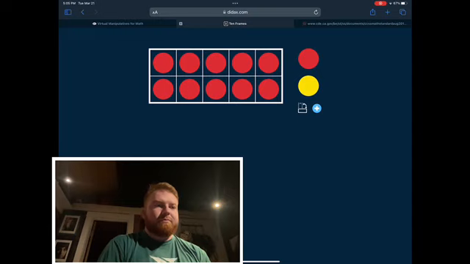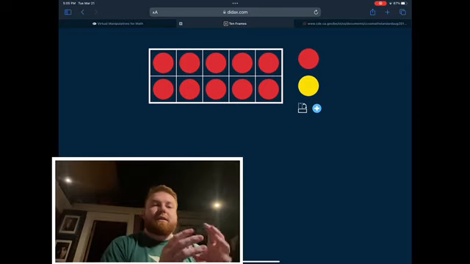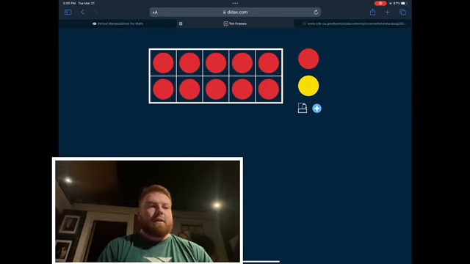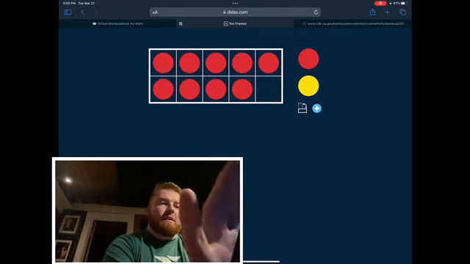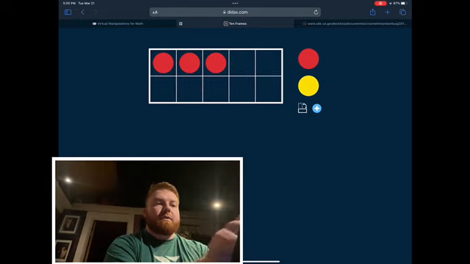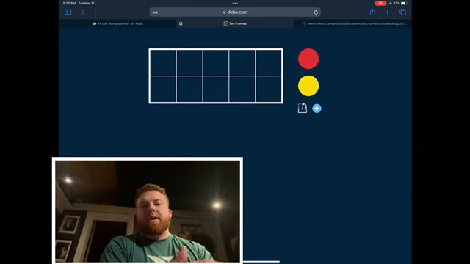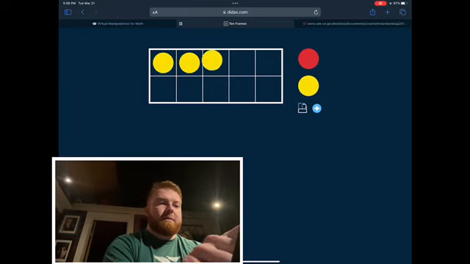So from now on, when we look at this as a class, I want you all to think about the fact that we are looking at 10 spaces, okay? So they are filled with 10 red dots, but the red dots are not the important part. They could be filled with anything. They could be filled with 10 giraffes. They could be filled with 10 candy canes. They could be filled with 10 yellow dots, as I'm demonstrating right here.